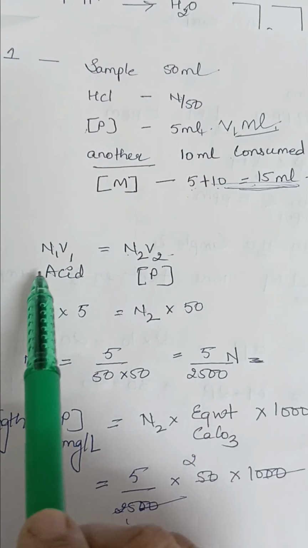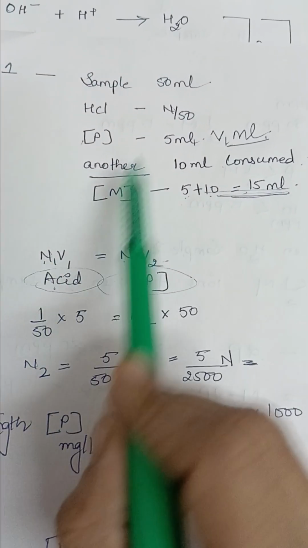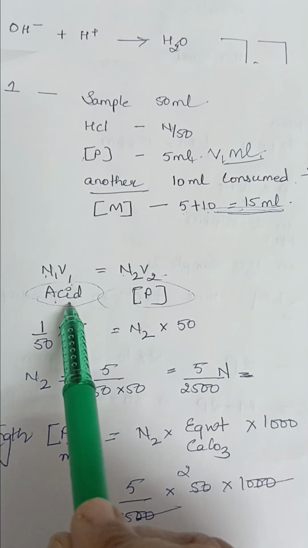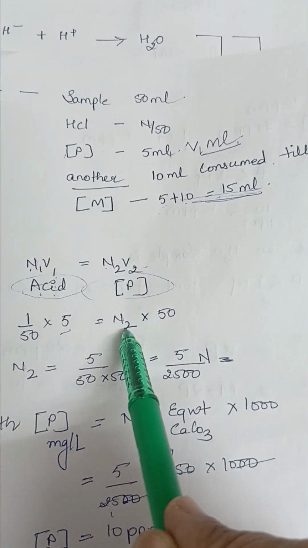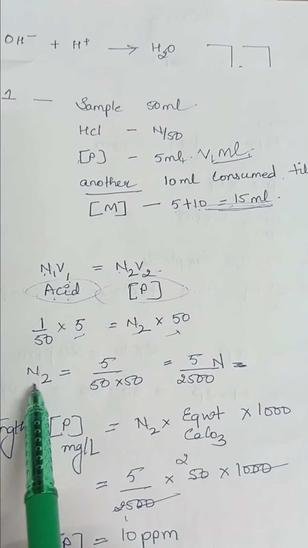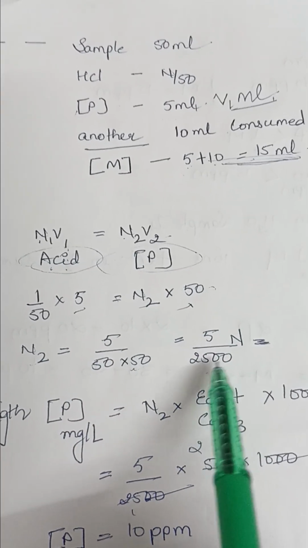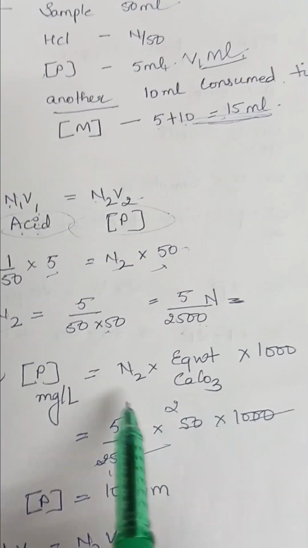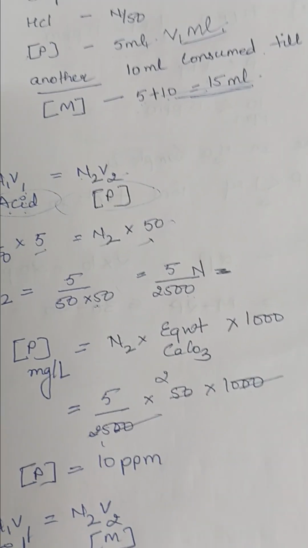N1 V1 equal to N2 V2. This is the acid side, this is the phenolphthalein side. N1 means acid normality, which is given as 1 by 50. The volume of acid consumed till the phenolphthalein endpoint is 5 ml, so it will be 5. N2 we have to evaluate, and 50 is the amount of sample taken. Now N2 is equal to 5 by 50 into 50, which is 5 by 2500. You can solve this value, but eventually it will be cut down, so it is better to keep the value as it is for solving the rest.